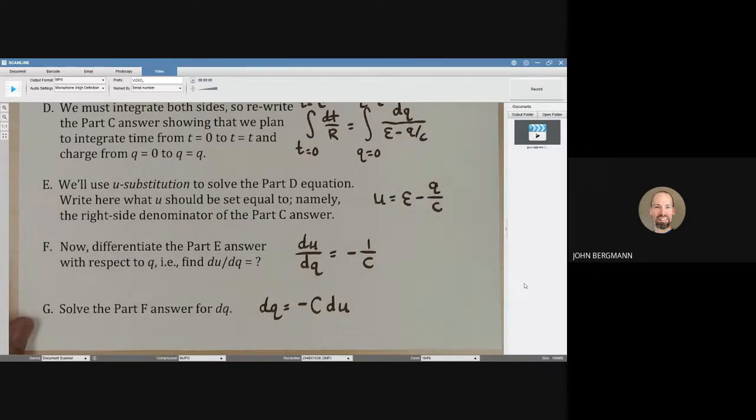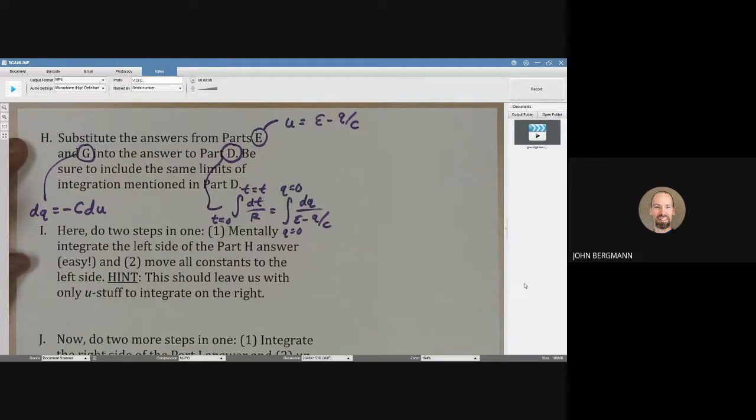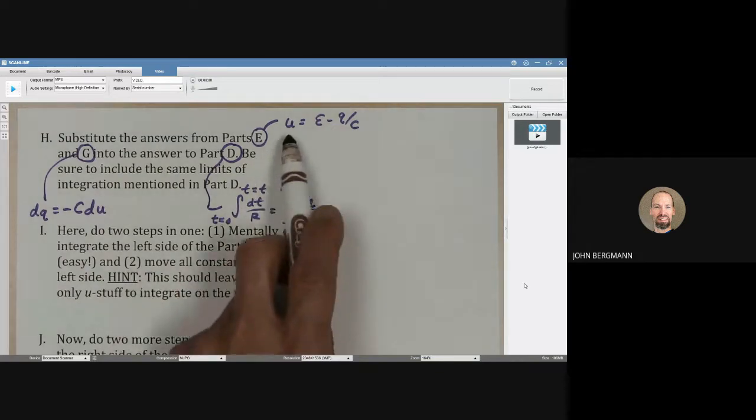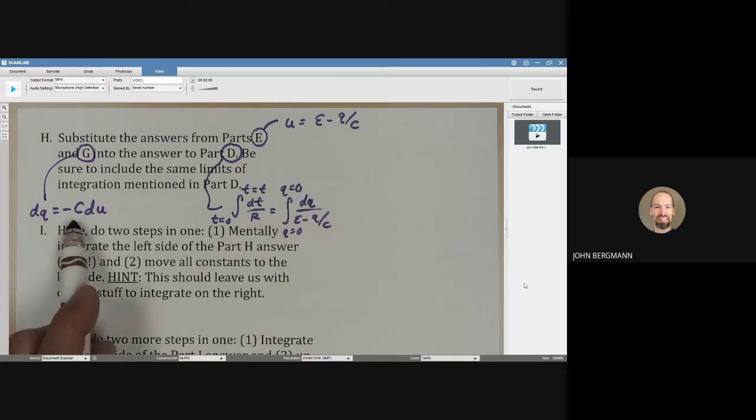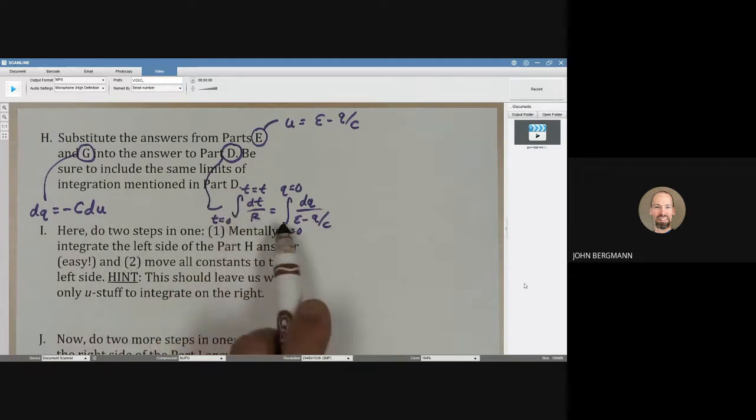All right, moving right along. We're going to substitute the answers from parts E and G into the answer to part B. To save time, I've recopied those. There is our part E answer right there. There's our part G answer. And a little bit earlier, our part D answer, I'm trying to save space here, looked like that. So we want to substitute those things in there. What is that going to look like?